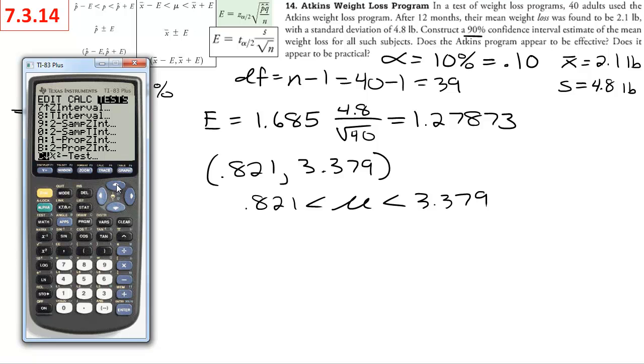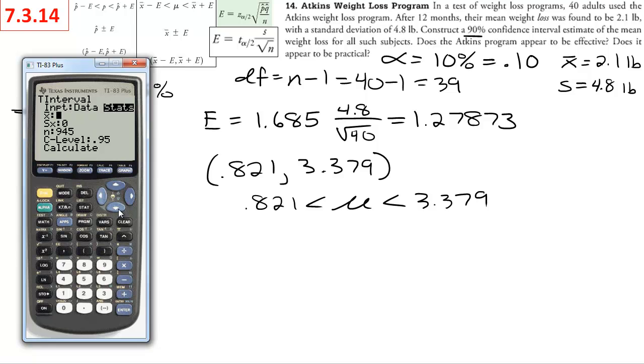So it should hopefully be obvious to you that we want to do a T interval because we're dealing with T's. And then it wants to know, are you going to do it with raw data or with statistics, the summary stuff? And we have summary. We don't have raw data. We have the actual summarizations. So choose enter, and then it changes your inputs here.